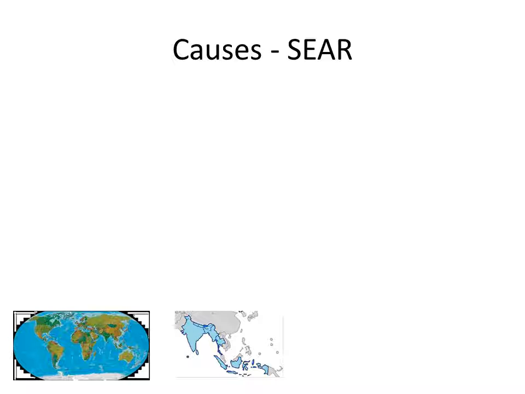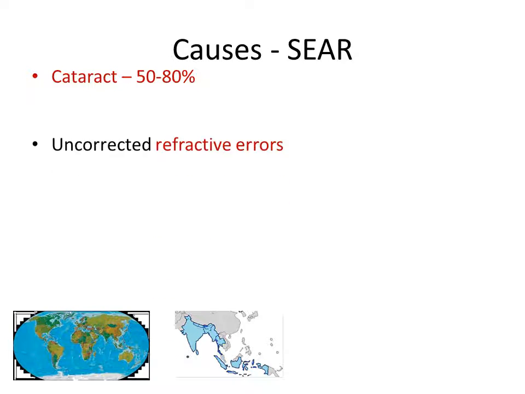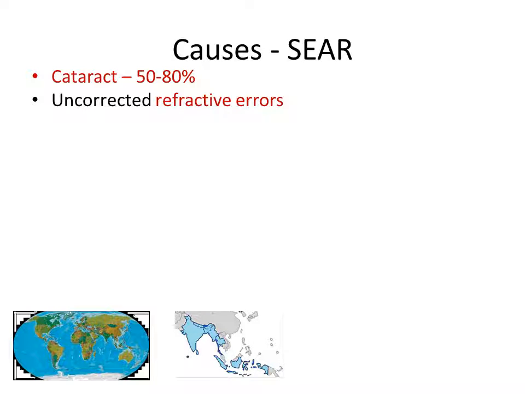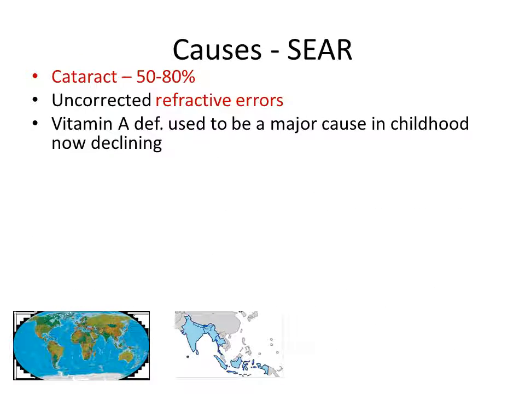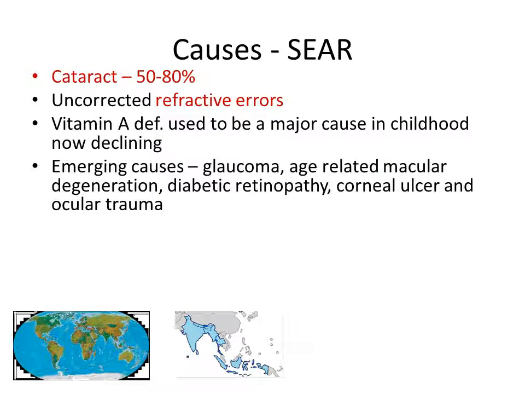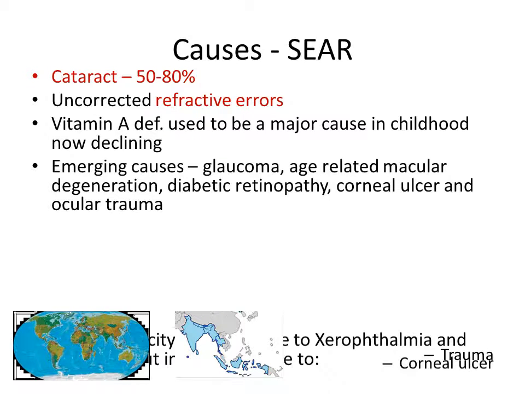The causes of blindness in Southeast Asian region of WHO. Cataract still accounts as a cause for a major chunk of blindness. 50 to 80% of blind are blind due to cataract. Others are uncorrected refractive errors. Vitamin A deficiency. This used to be a major cause of childhood blindness, but now it has declined to very low levels. And as the other causes which are treatable or preventable are decreasing, the emerging causes are glaucoma, age-related macular degeneration, diabetic retinopathy, corneal ulcer, and ocular trauma.